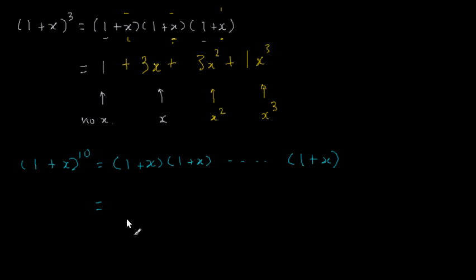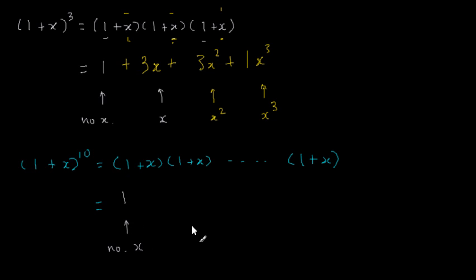Starting from the first one, I want a term that contains no x again. So this means that I must not pick an x from any of the brackets. And like before, there's only one way we can do it. I have to pick a 1 from each and every bracket. So it's just the one combination that I get.